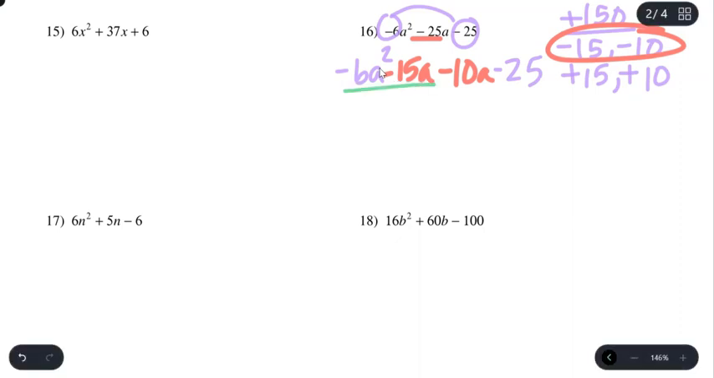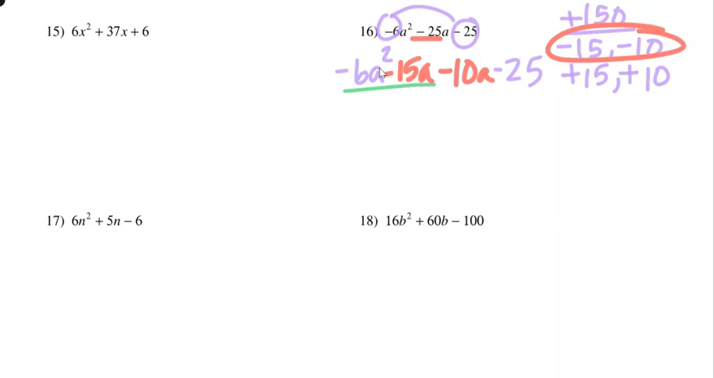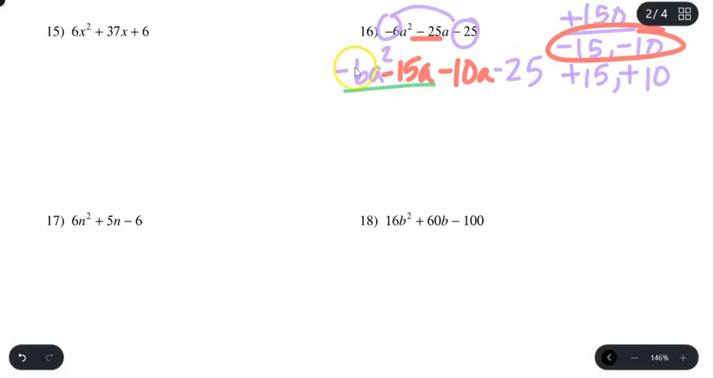So I'm going to take a factor from here. What can I factor out of negative 6a squared minus 15a? Well, obviously I can factor out an a. But what else can I factor out? What do negative 6 and negative 15 have in common? What's a common factor? Well, negative 3a.